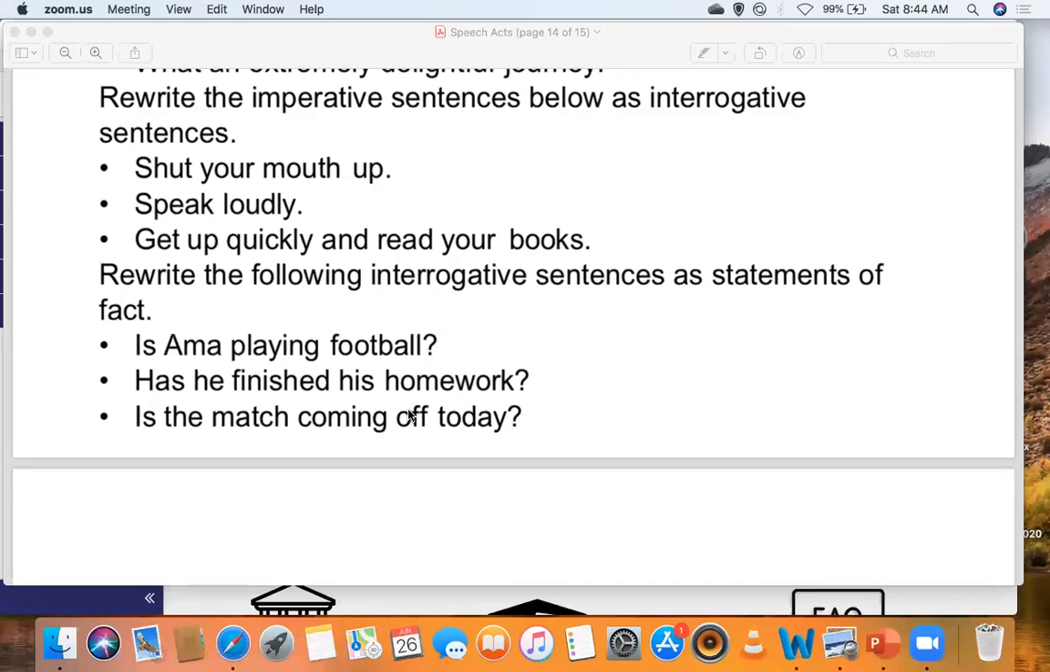Amma is playing football. Then the second person. He has finished his homework. And then the third person. The match is coming up today. Okay, that's fine.